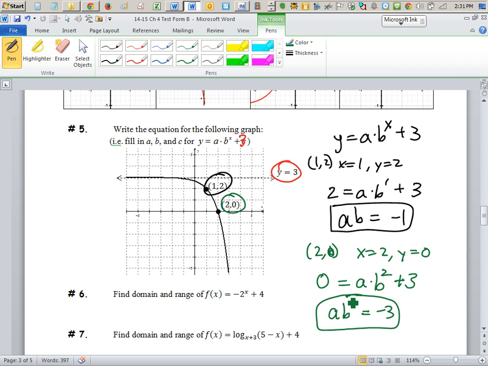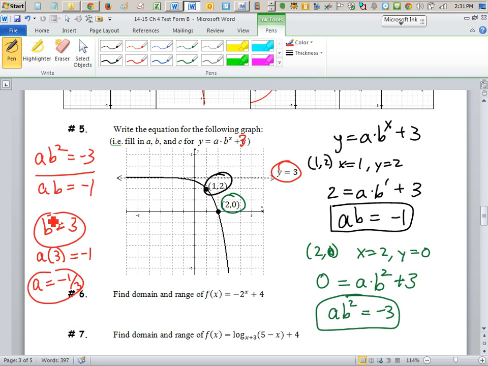Let me show you how. I'll come over here on the left and do my work in red. If you take ab squared equals negative 3 and divide it by ab equals negative 1, you're going to get b equals 3. And then since ab is negative 1, you can find that a times 3 is negative 1. So you basically just end up with a equals negative 1/3. And now you've got everything.